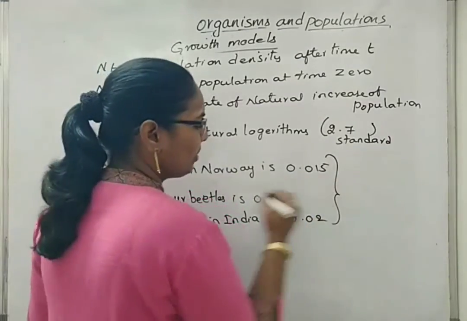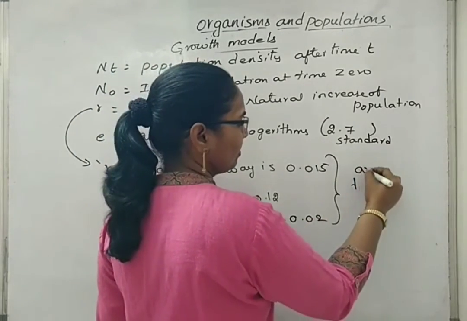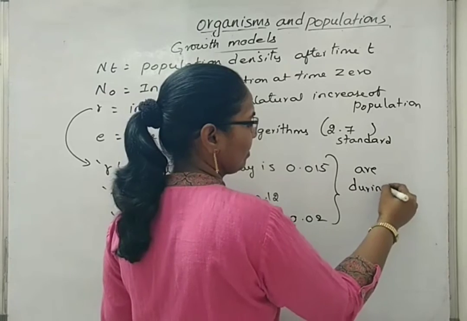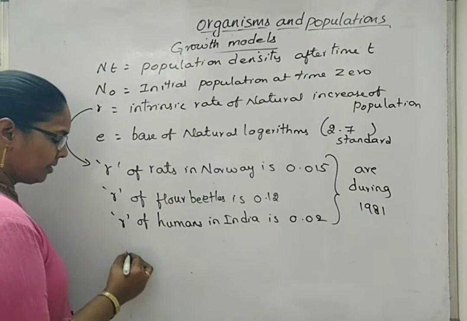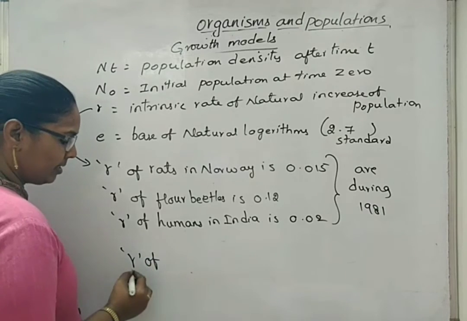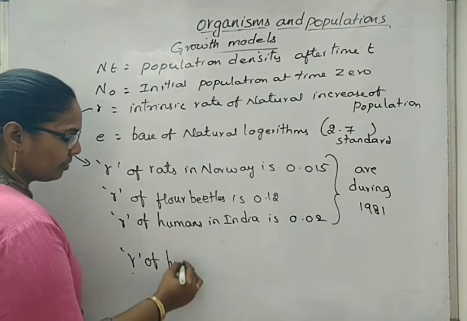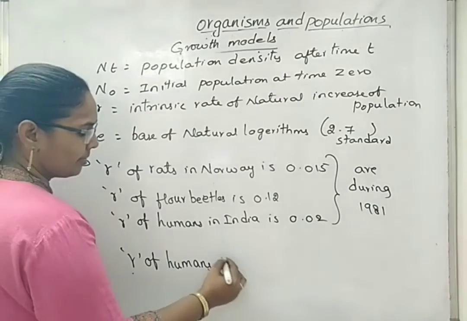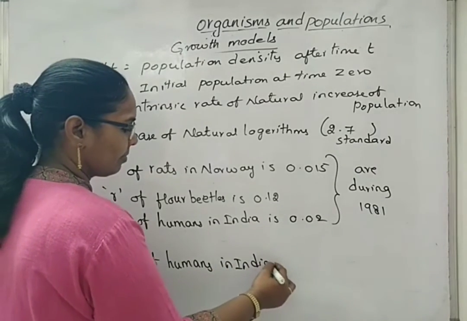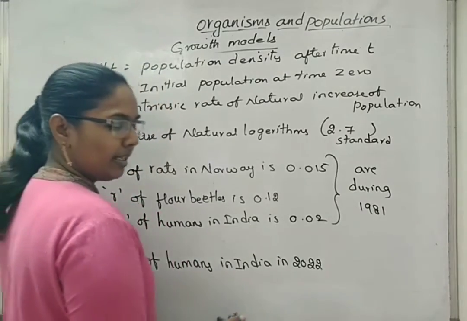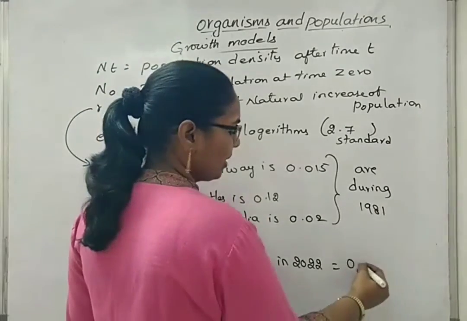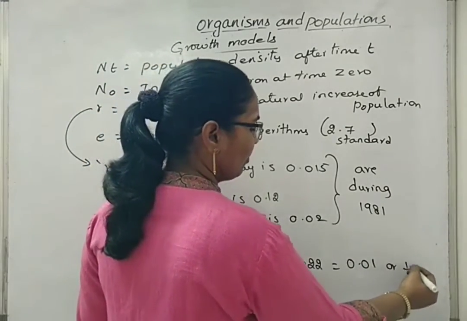So all these measurements were made in 1981. But what about the current? r, meaning the intrinsic rate of increase of humans in India in 2022, which was calculated in April, we can take as 0.01 or 1%.